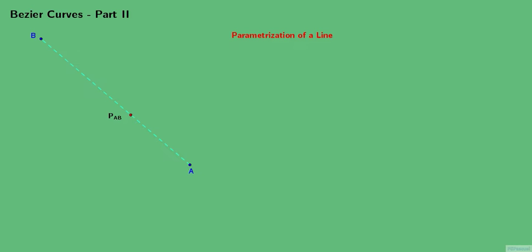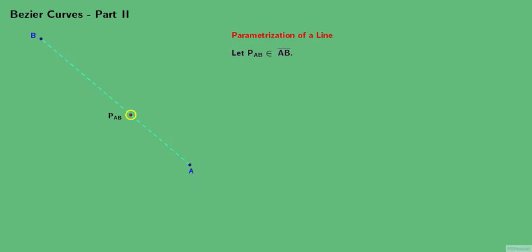In this lecture, we will extend what one might refer to as the standard parameterization of a line segment for curve fitting by Bezier curves for more than 2 points. First, let us review some facts about the parameterization of a line.